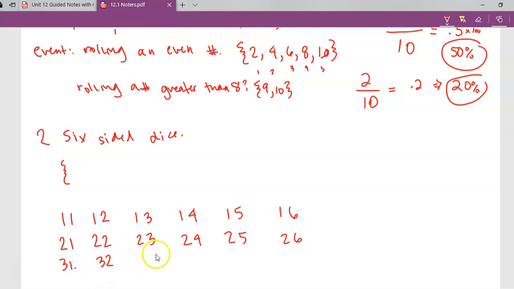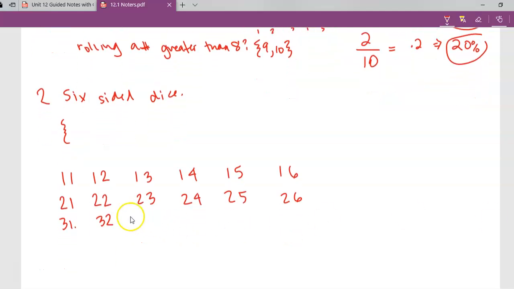So they have to be both taken together, basically. So this is going to keep going this way, and it's going to keep going this way till I get 4, 1, 5, 1, 6, 1. So basically we have a 6 by 6 grid of outcomes, which means there's going to be 36 total possible outcomes, right?